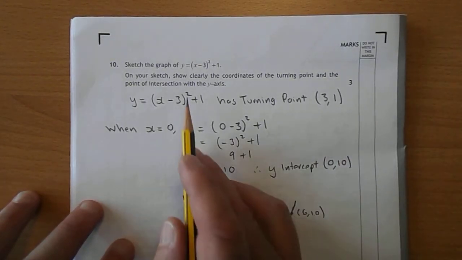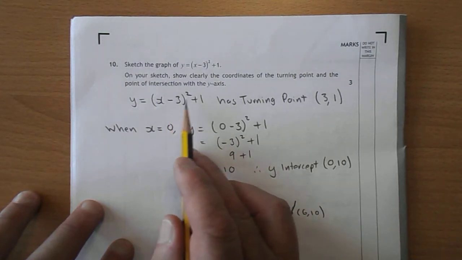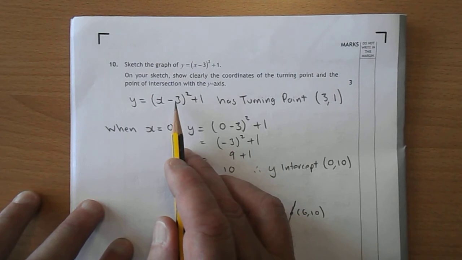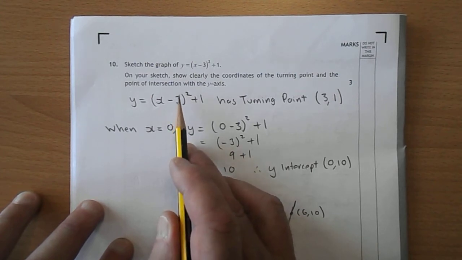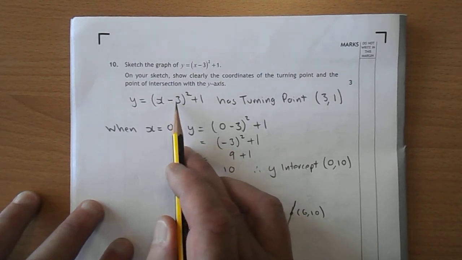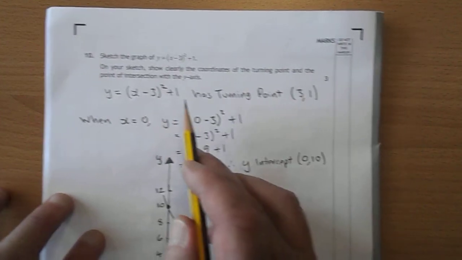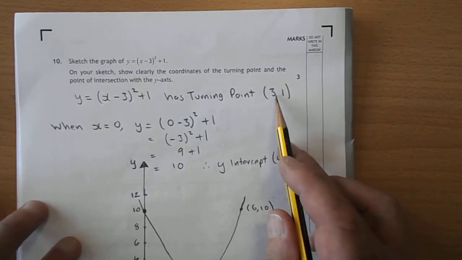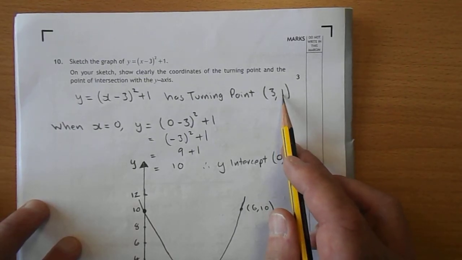Now, crucial to this is you knowing that given a parabola in this format, the x-coordinate of the turning point is the opposite sign to this. So that's 3. And the y-coordinate is just that point there. So the turning point is (3, 1). Okay? So there we have it.